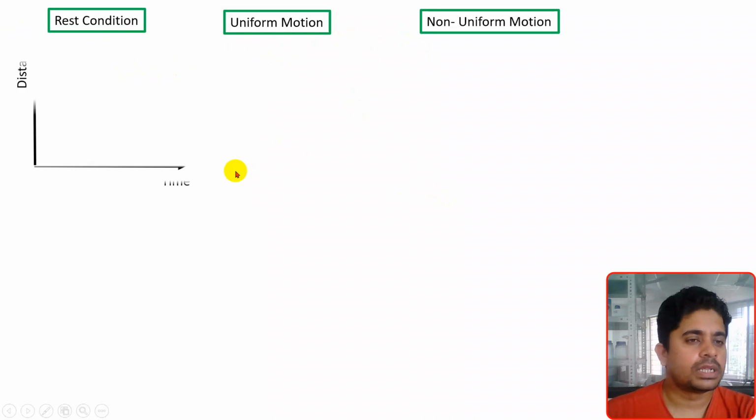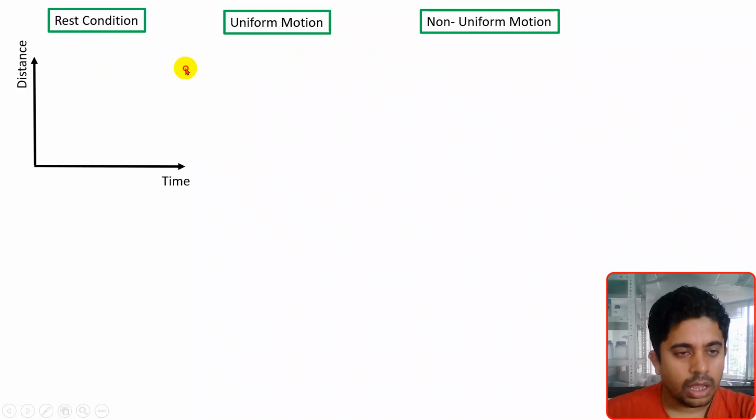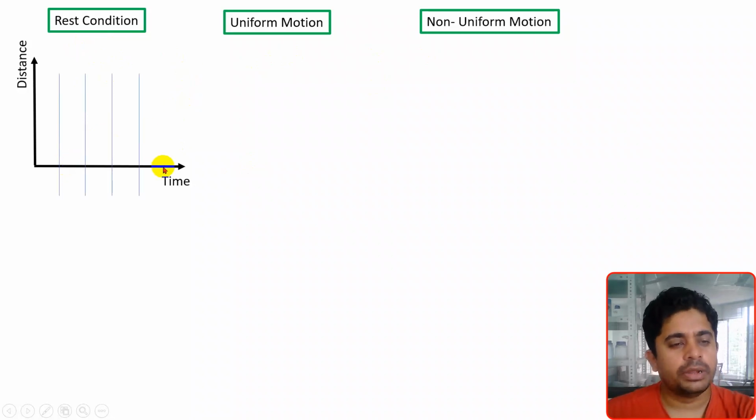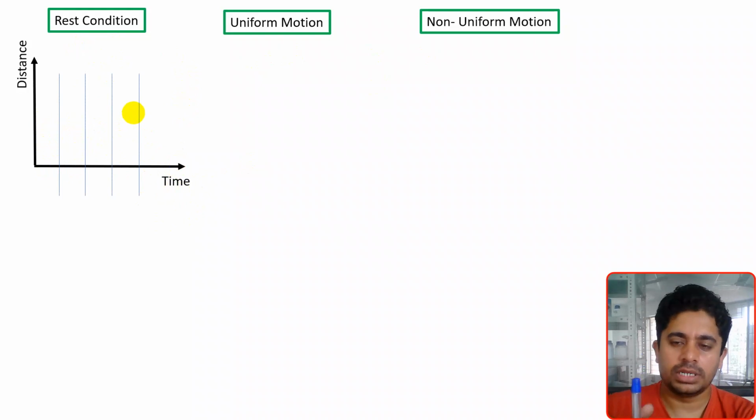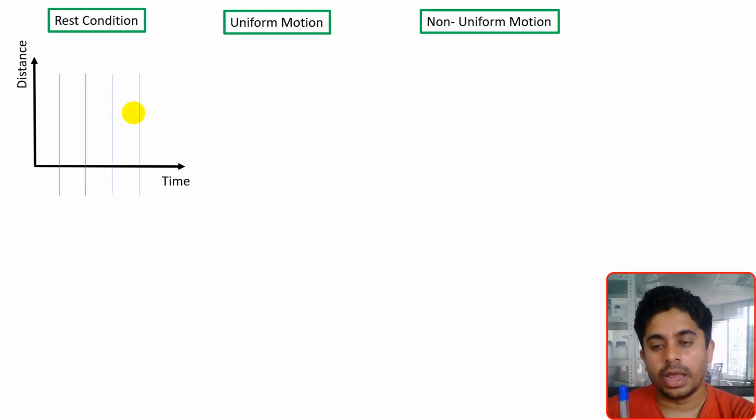First, we will start with the distance time graph for an object at rest. Just for our understanding, we will divide the time axis, the x-axis, into four parts: one, two, three, four. Now suppose the distance of this pen from me is 1 meter at 10 a.m. in the morning.